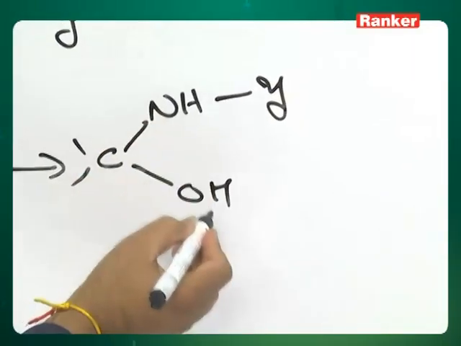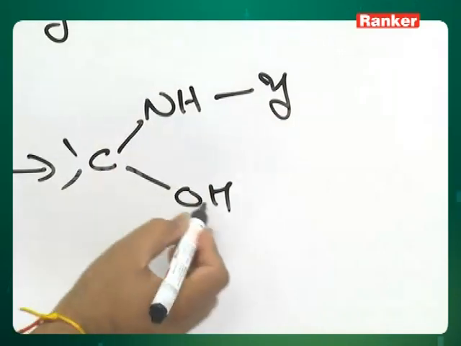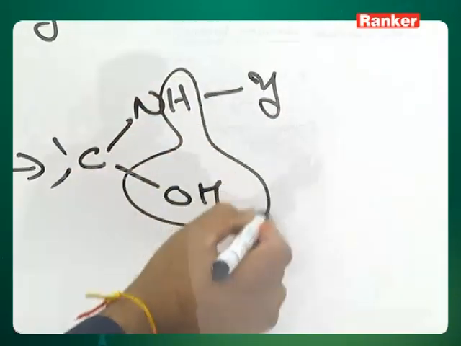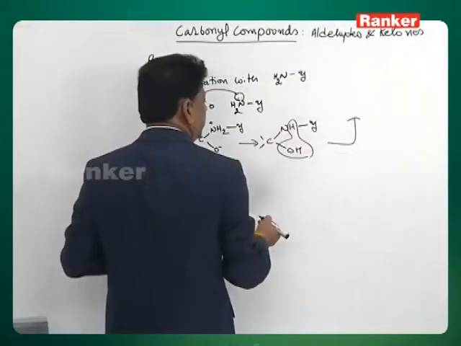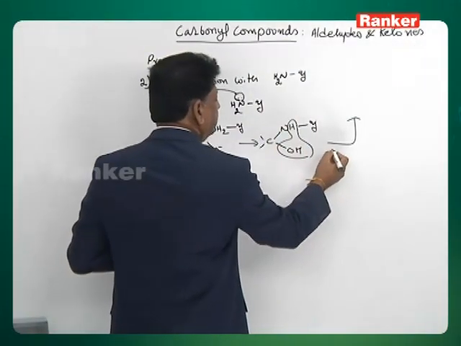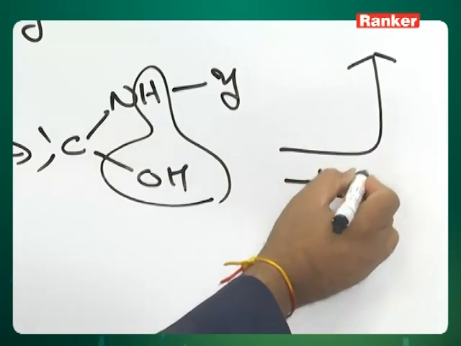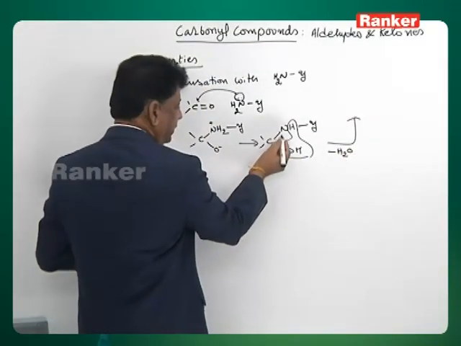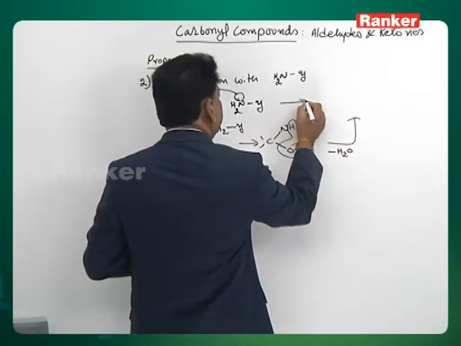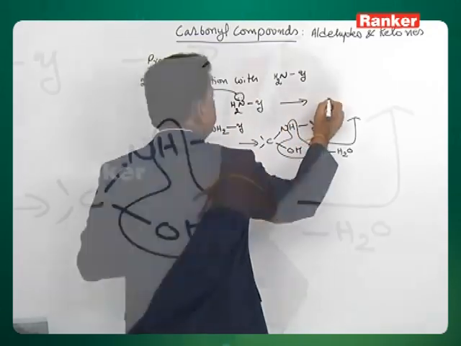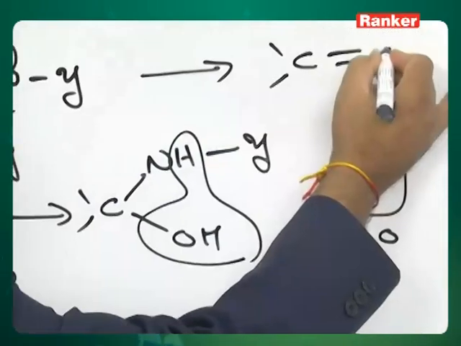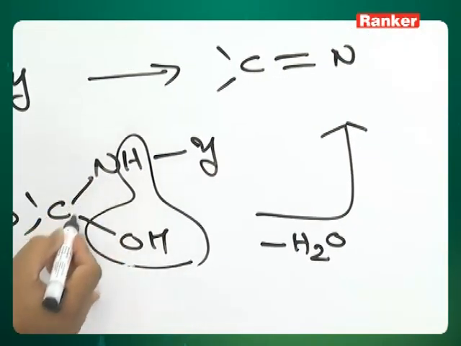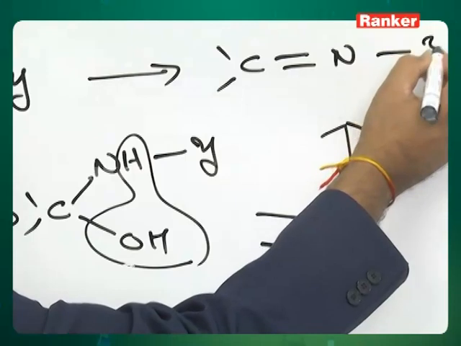So, we will get an NH-Y and the OH. Now, instead of this big group coming out, this OH and the hydrogen will go out as a water molecule, that is, minus H2O or dehydration taking place, and a double bond is formed. So, finally, what you will get is that the carbonyl compound directly makes a double bond with the nitrogen.